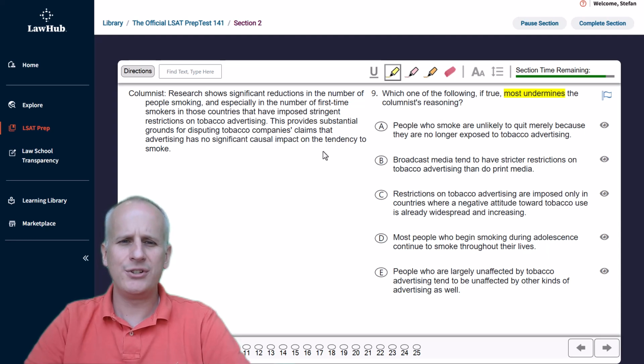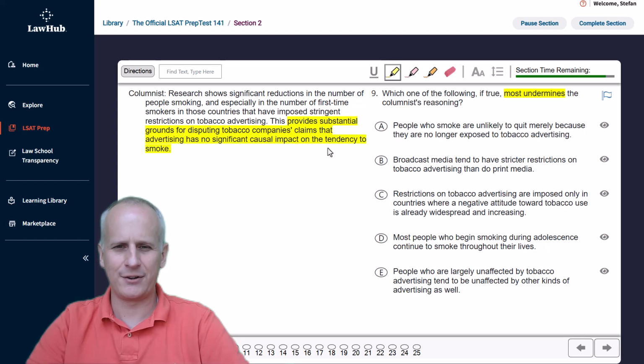Columnist states, research shows significant reductions in the number of people smoking, and especially in the number of first-time smokers in those countries that have imposed stringent restrictions on tobacco advertising. This provides substantial grounds for disputing tobacco companies' claims that advertising has no significant causal impact on the tendency to smoke. So we're going to highlight this final statement, but I need to know what this is, and it's this research.